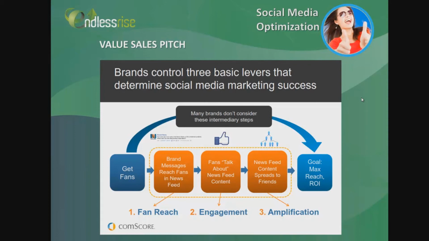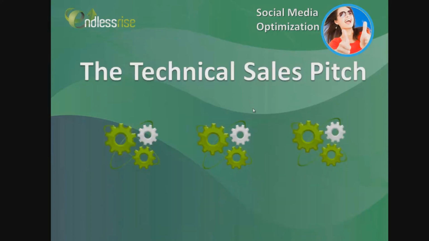And so brands control 3 basic levers that determine social media marketing success, and this is by ComScore. Many brands don't consider these intermediary steps, but once you get fans, then you brand your messages, reach fans in news feeds, and by news feeds, that can just be posting on your different walls or profiles. Fans talk about the news feed's content, spread to friends, and the whole thing becomes viral. So you get your fan reach, your engagement, and your amplification. And again, it requires an audience of interested people in your type of service, product, or content that you're publishing, and it also requires decent branding on the part of the company itself.